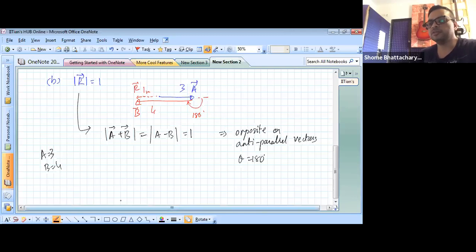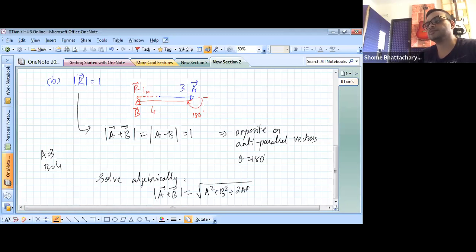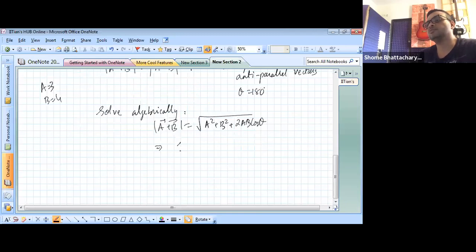However, if you want to solve by algebra, it's again the same thing. You can just expand this once again. This time when you solve, you will get cos theta as -1. If you substitute the magnitude of A plus B as 1 and solve by the same method, you get cos theta as -1, which means theta is 180 degrees.